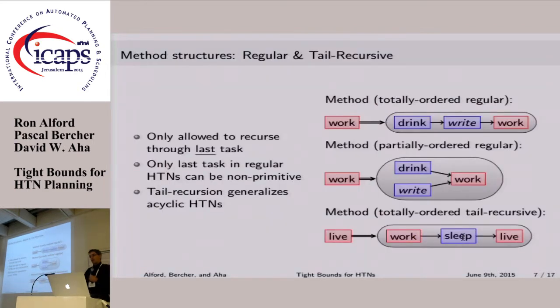There's also a class, there's actually two classes here, called regular and tail recursive. Regular is named after the language. This is where methods are only allowed to recurse through the last task. In regular methods, all the other tasks except for the last task have to be primitive. There's a generalization of this called tail recursive, where the last task can be non-primitive. However, it can't recurse back through this method and still be called tail recursive.